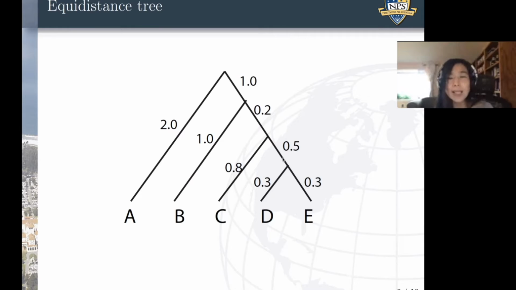So in this talk, another assumption: I assume that all trees are equidistant. This means that from root to leaf, the distance is the same. For example, from root to leaf A, we have 2. From root to leaf B, that's 1 plus 1, that's 2. And from root to leaf C, that's 1 plus 0.2 plus 0.8, that's 2, and so on.